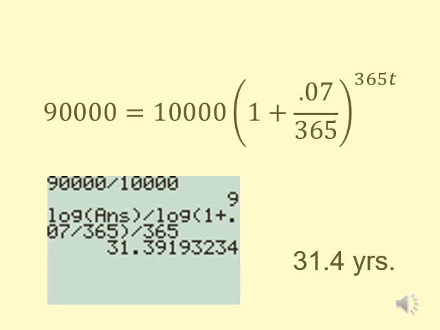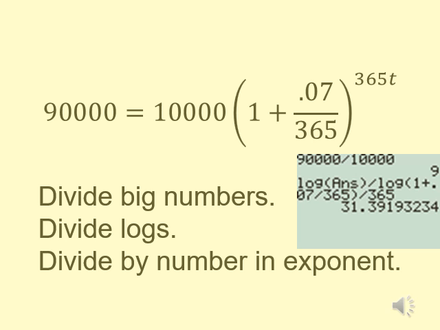So the basic process when you have these interest problems is you divide those numbers at the start, 90,000 divided by 10,000. Then you divide logs, the log of what you just got divided by the log of the parentheses. And finally, you divide by the number in the exponent. I did those last 2 steps all on one line on the calculator. Sometimes it's easier for people to hit equal or enter after you divide the logs, and then just tag on at the end, divided by 365. And that's fine. That'll work out and give you the same answer.